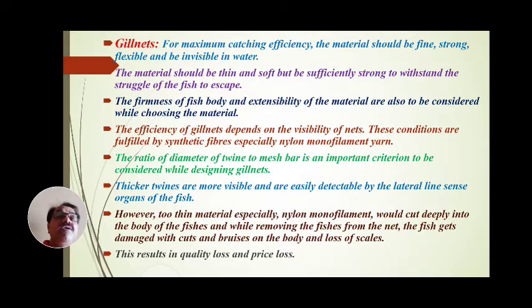The ratio of the diameter of twine to mesh bar is an important criterion to be considered while designing gill nets. While studying gill nets, this ratio of twine diameter to mesh is most useful. Thicker twines are more visible and are easily detectable by the lateral line sense organs of the fish.